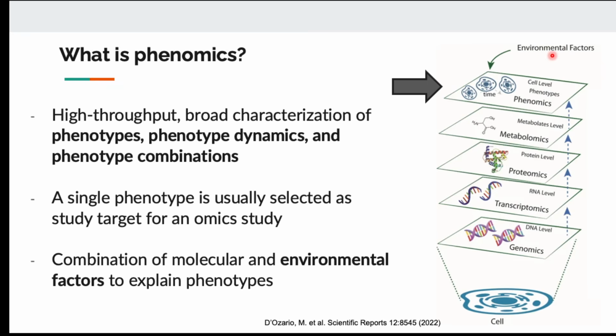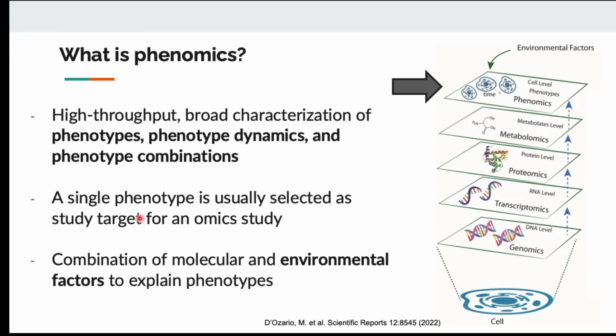So if I were to define phenomics, I try to combine definitions from multiple opinions. It's an omics, so it's high throughput. It's a high throughput characterization of phenotype, and the dynamics of the phenotype, and the combination of phenotypes. This is different from the usual biological research where you might do multi-omics, you might get the mutation data, gene expression data, protein data, but you're usually focusing on just one disease or one function of the organism. So you are only looking at one phenotype at a time, mostly.